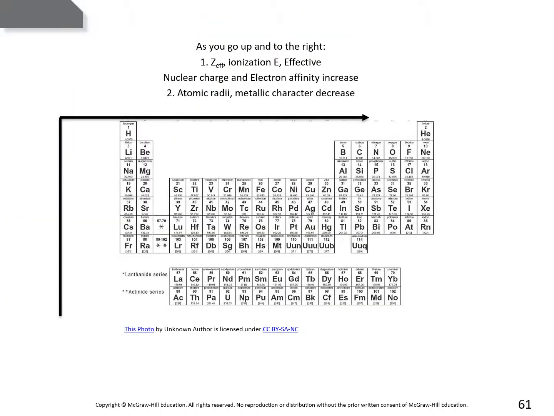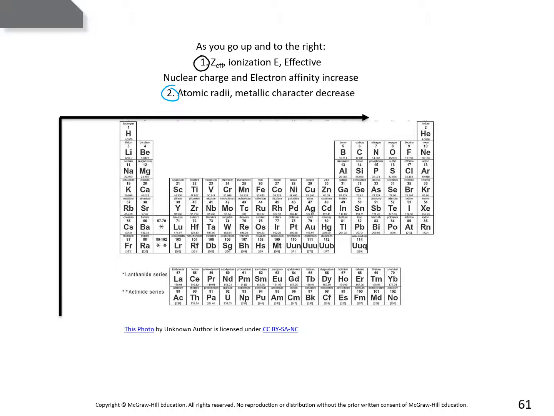So here is your summary. Here are the trends of the summaries. As you go up and to the right of the periodic table, Zeff, the effective nuclear charge, ionization energy, and electron affinity increase. Also, as you go up and to the right on the periodic table, the general trend is that atomic radii and metallic character decrease. You need to know and understand these trends well, okay?